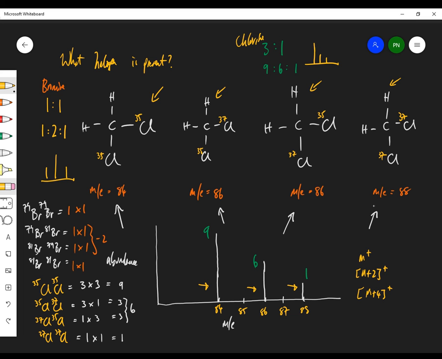Now this is the derivation of the M peak, the M plus 1 peak because of the carbon-13, the M plus 2 peak because of 1 halogen in the compound, and the M plus 4 peak if there are 2 halogens in the compound. All right, hope that makes sense. I'm getting out of here now because this is long enough.